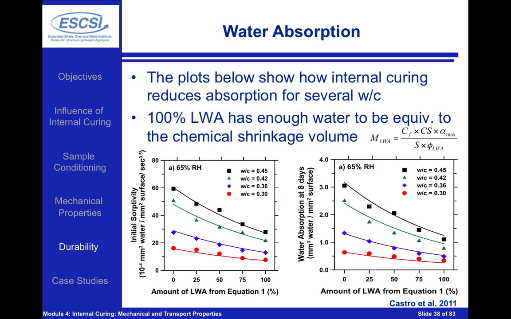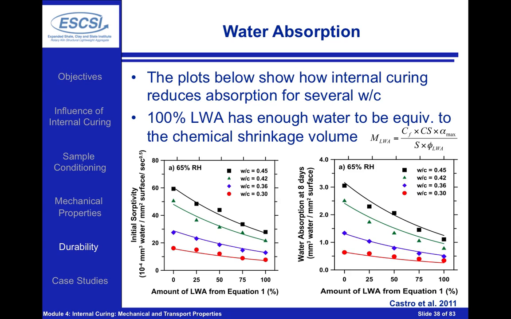So at 0% we essentially have a plain concrete, and at 100% we're at a point where we're using the Bentz equation, which we can see here, which is supplying 100% of the water that would replace the volume created by chemical shrinkage. Now the two plots report the results of absorption in a slightly different way. It's important to notice that the samples had been conditioned by leaving them at 65% relative humidity for a long period of time, here being over a year.